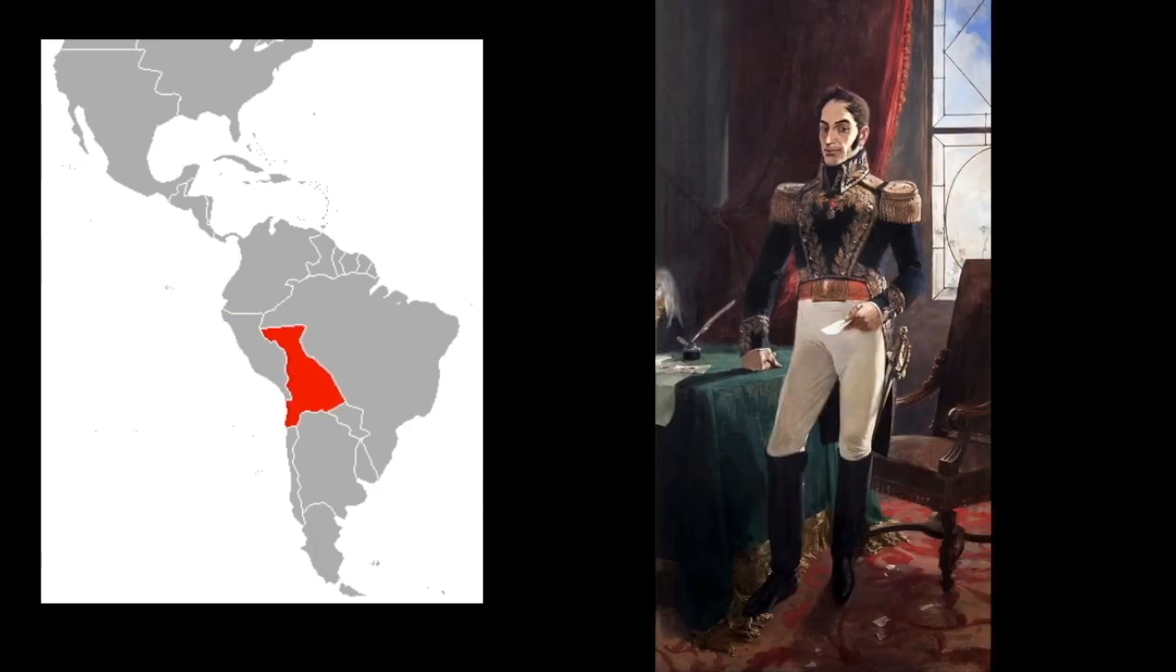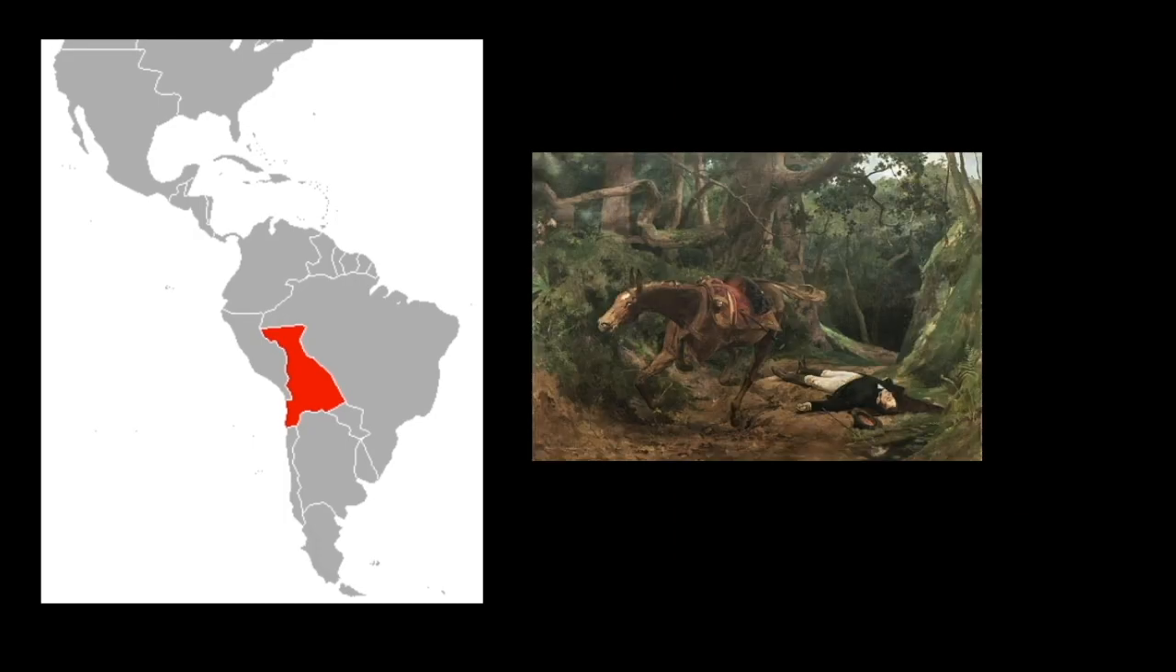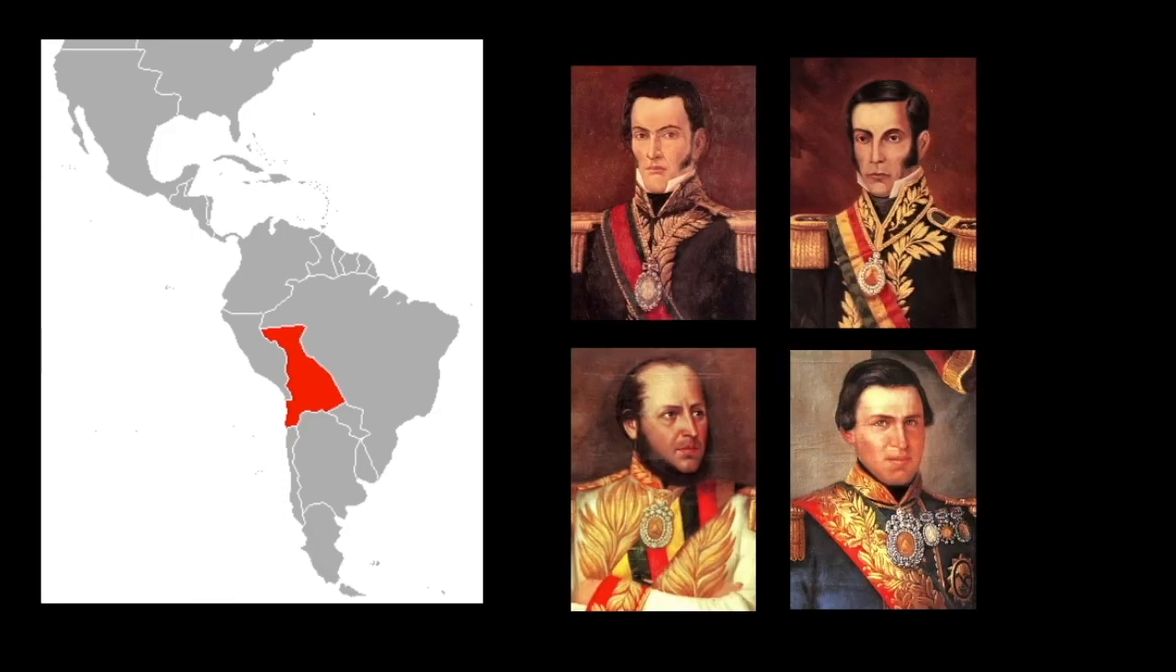Bolivia is in a very similar situation. Simón Bolívar is currently president there as well, though he will soon hand power to his friend and lieutenant Antonio José de Sucre. Like de la Mar, Sucre will be forced out of power in a couple of years, and he will be assassinated on the road to Quito while attempting to restore Colombia's control over Ecuador. Like Peru, Bolivia is about to find itself in a long cycle of military coups and elected military leaders, and Bolivia will also be one of the last countries in the region to develop political parties.